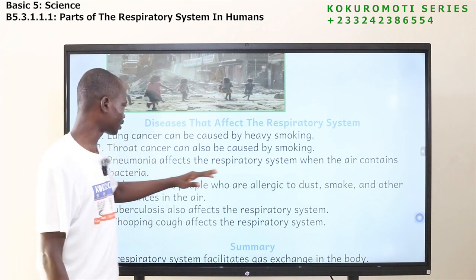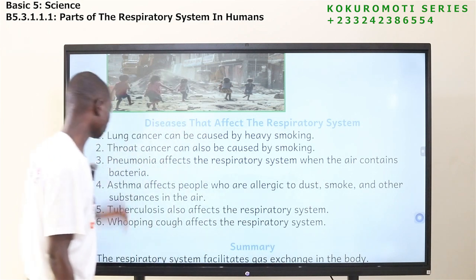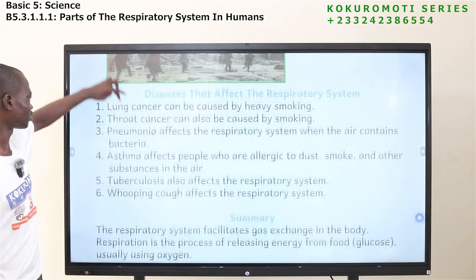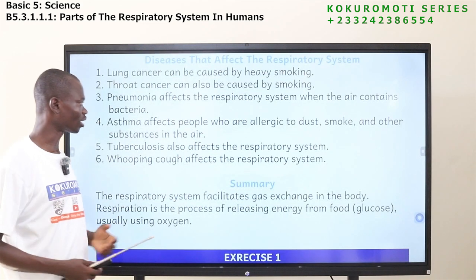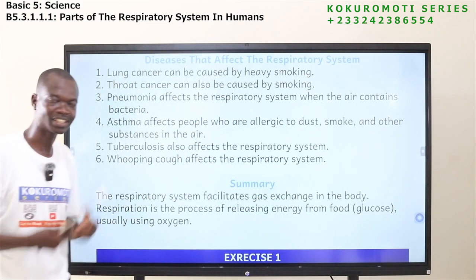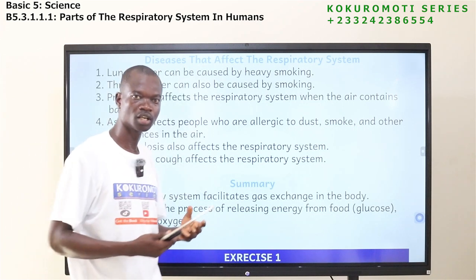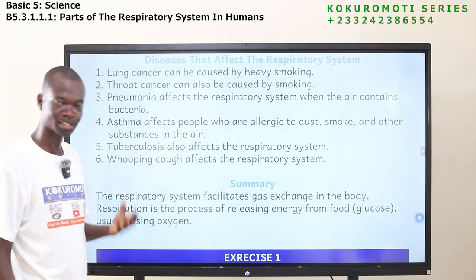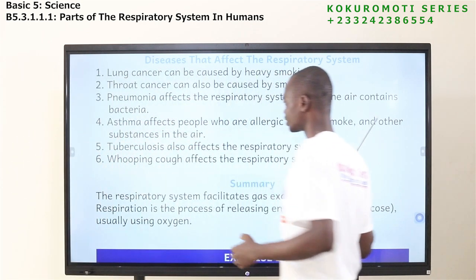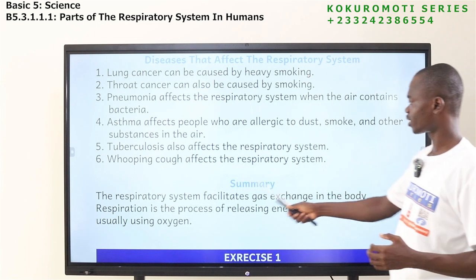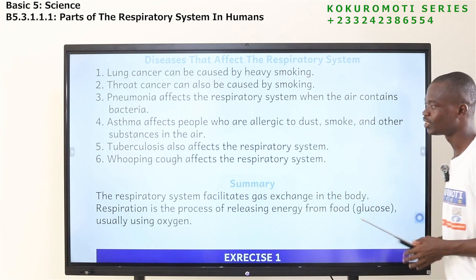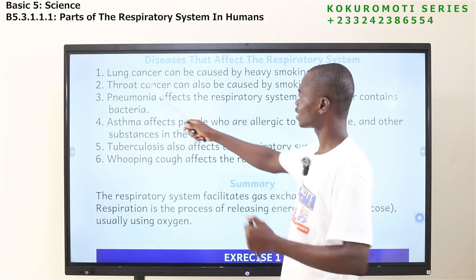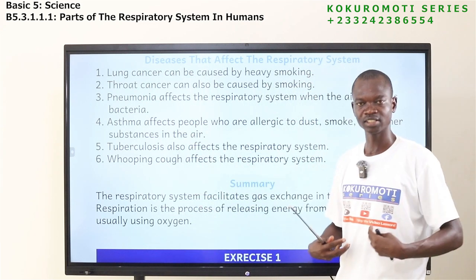Pneumonia affects the respiratory system when the air contains bacteria. So if you breathe in air that contains bacteria, the chances are that you get pneumonia. Asthma is also one of the effects when we breathe in dust, when we breathe in smoke, and other harmful substances. Tuberculosis, TB, also affects the respiratory system. Then whooping cough affects the respiratory system. So look at the diseases. We have whooping cough, tuberculosis, asthma, pneumonia, throat cancer, lung cancer. These are all diseases that affect the respiratory system.